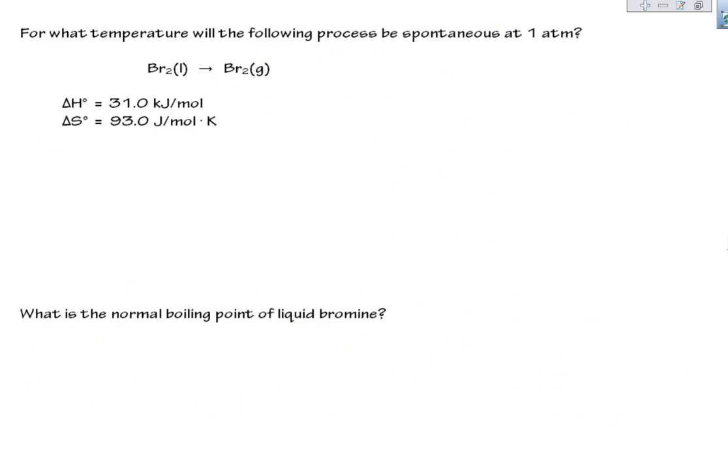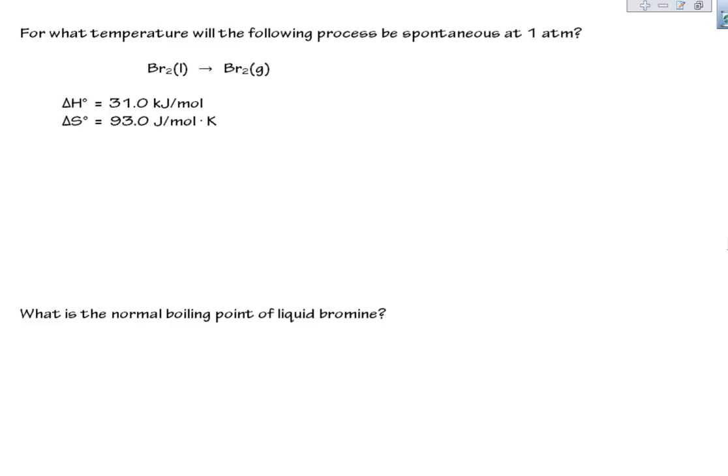Let's try one more. All right, check out this little booger. Oh, it's another phase change. We're taking liquid bromine and moving it to gaseous bromine. For what temperature will the following process be spontaneous at 1 atmosphere? So like standard pressure. Okay, so let's see what we got here. For what temperature will the following process be spontaneous? So we want it to move forward. We want to be at the heat of vaporization. We want to be at the boiling point.